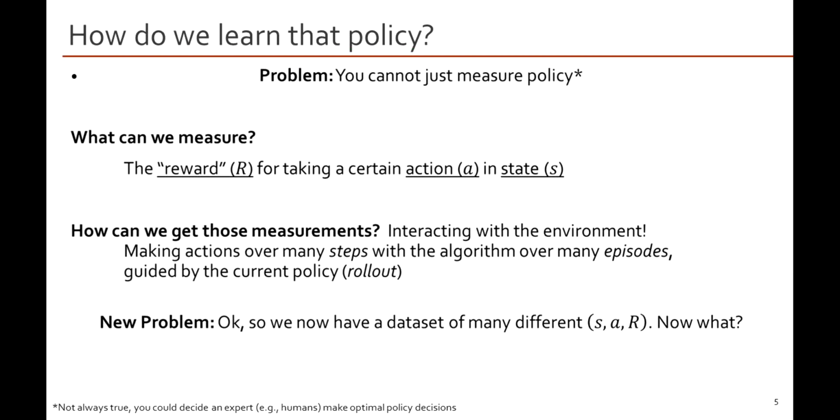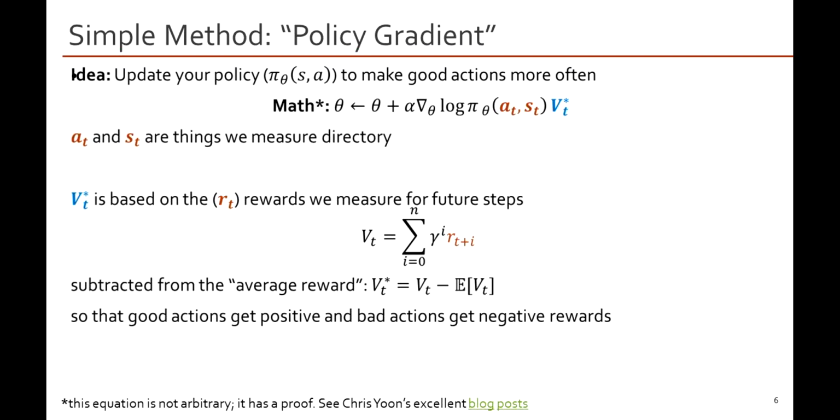Okay, so now that we have this data, we've got a new problem. How do we take these measurements of what a policy does and be able to back out an optimal policy? And that's where a rich field of different kinds of algorithms come into play. The one we're going to talk about first is a relatively simple and old method called policy gradient.